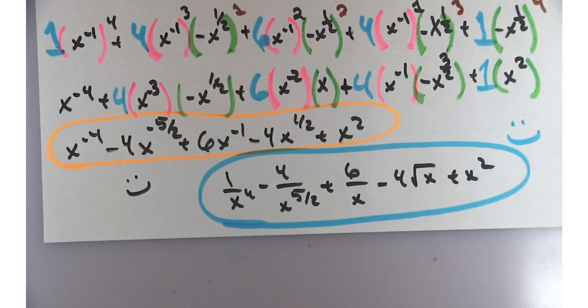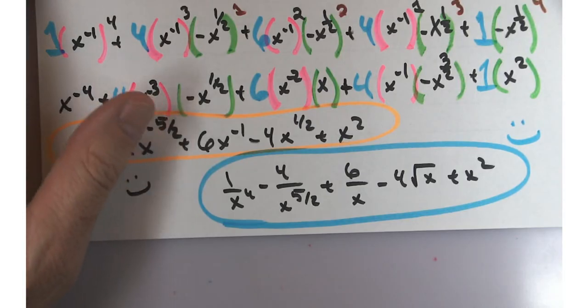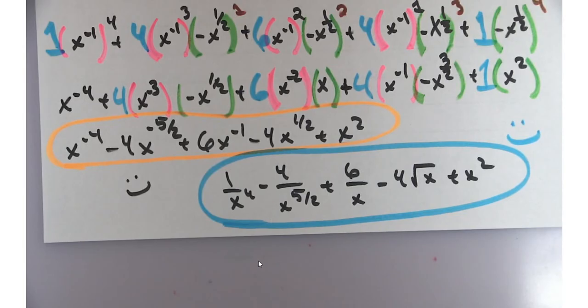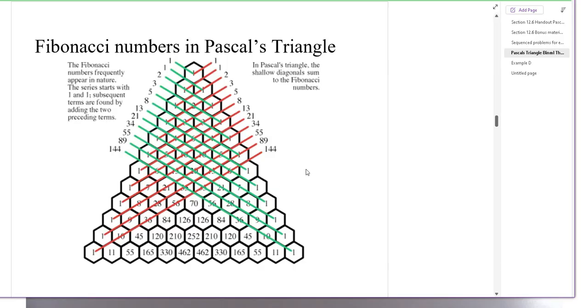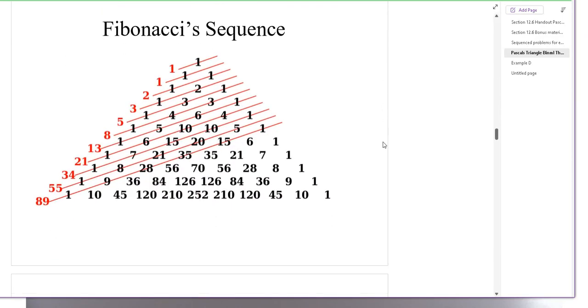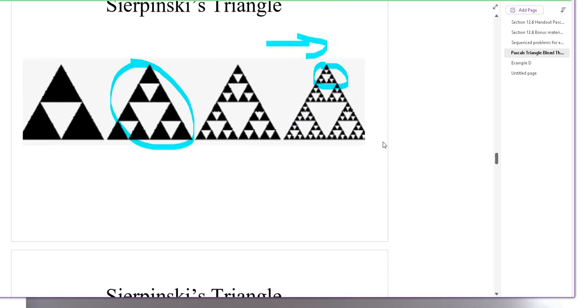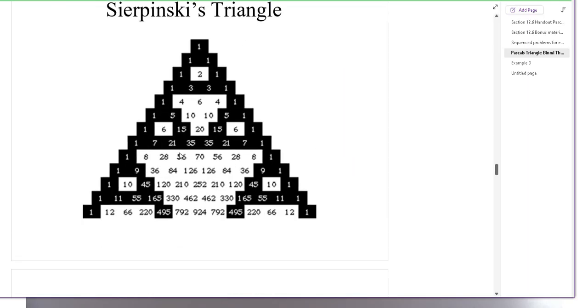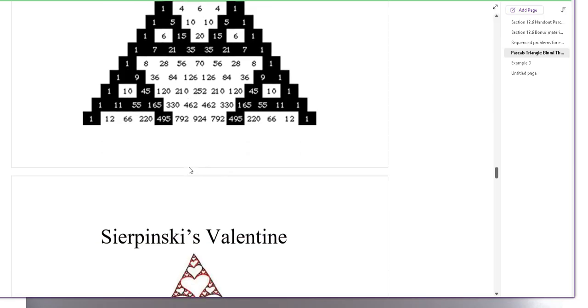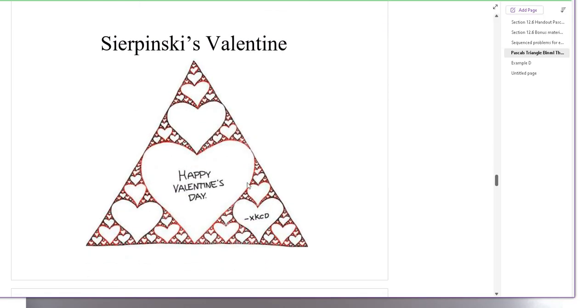Pascal's triangle is really, really cool. Like I said, it has tons of properties in it. Let me see if I got one more that I can look at here. There's the Fibonacci sequence, powers of 11. If you color these in, even is white, odd is black, then you get Sierpinski's triangle, which I think I've shown you before in this course. And for Valentine's Day, you can do Sierpinski's Valentine's, which is totally cool.